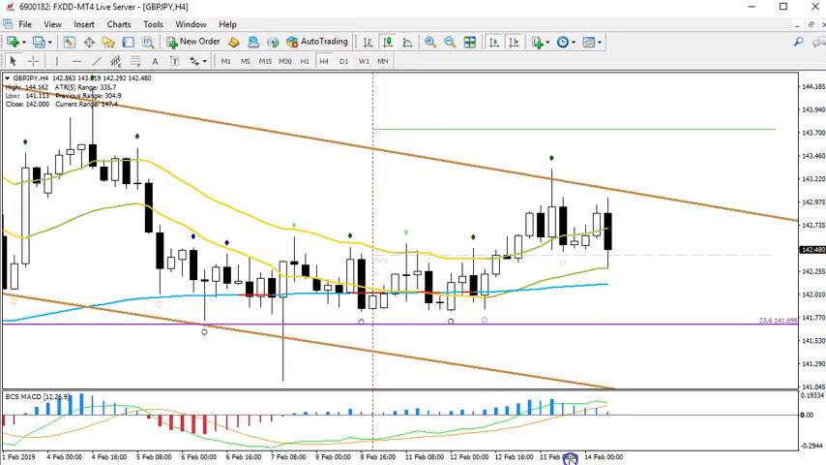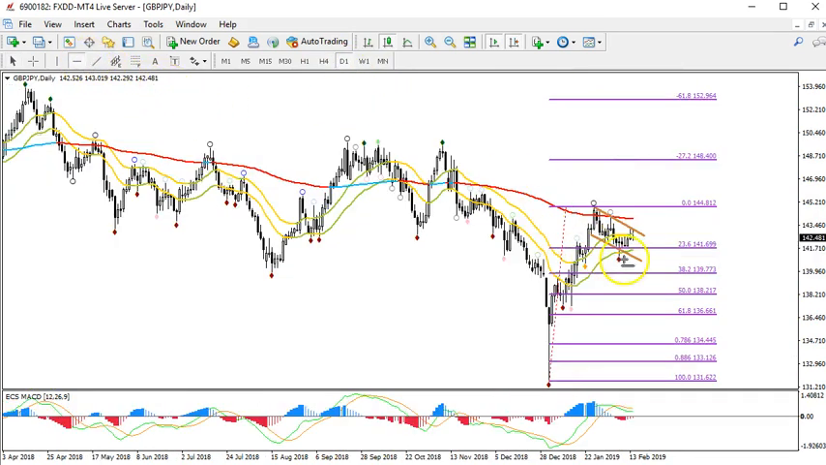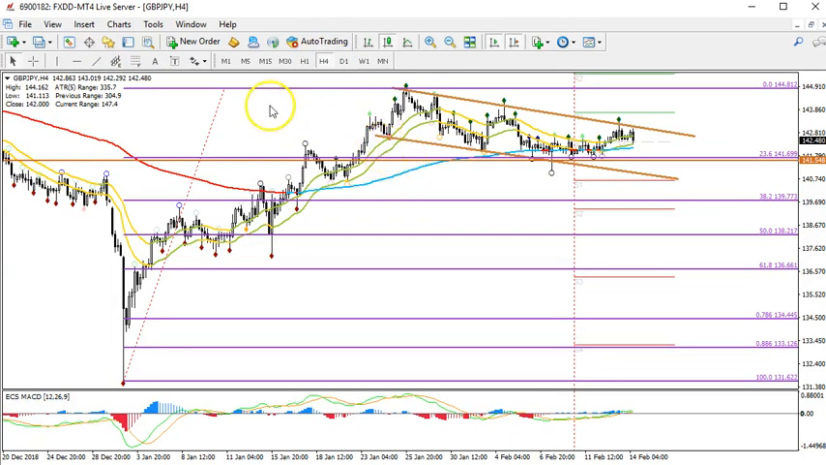Back to the 4-hour chart. So let me just add one thing on the daily chart. That is the bottom of the 21 EMA zone. There we go. Back to the 4-hour chart now.